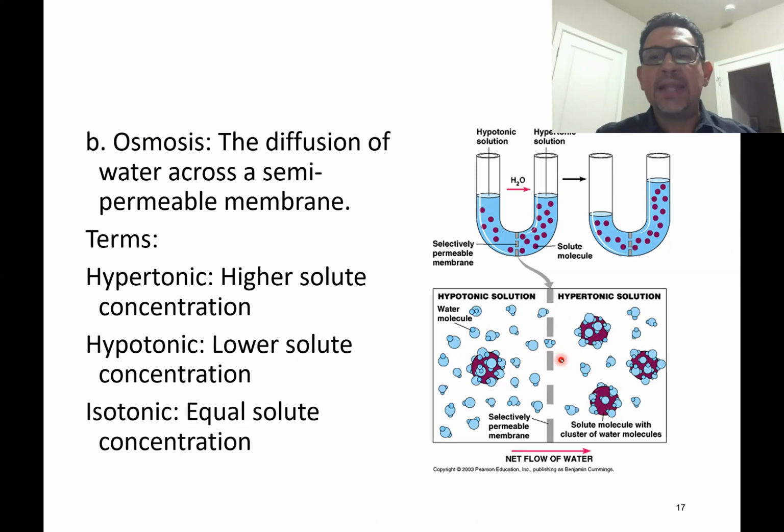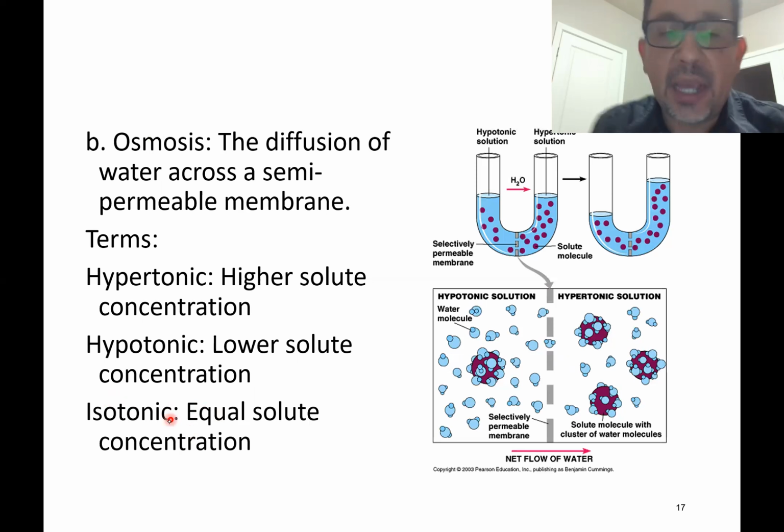Okay, and whenever we're talking about osmosis, we are always going to have to identify three possible scenarios. One is that a solution has a greater solute concentration compared to another. The solution with a greater solute concentration is always going to be described as hypertonic. The solution that has a lower solute concentration is going to be known as hypotonic. And the solutions that are equal to one another in terms of concentration are going to be known as isotonic solutions.